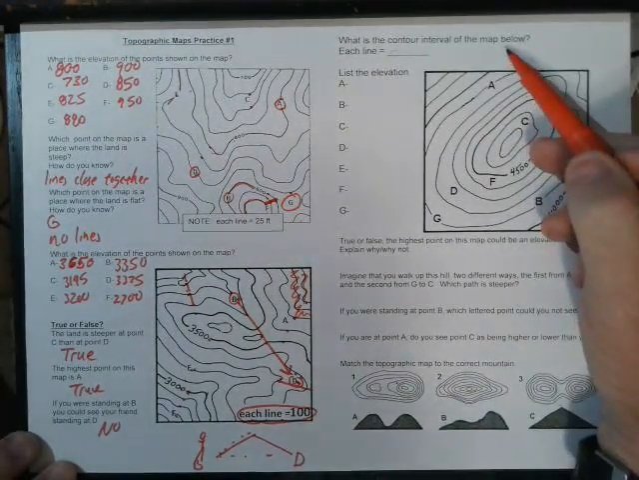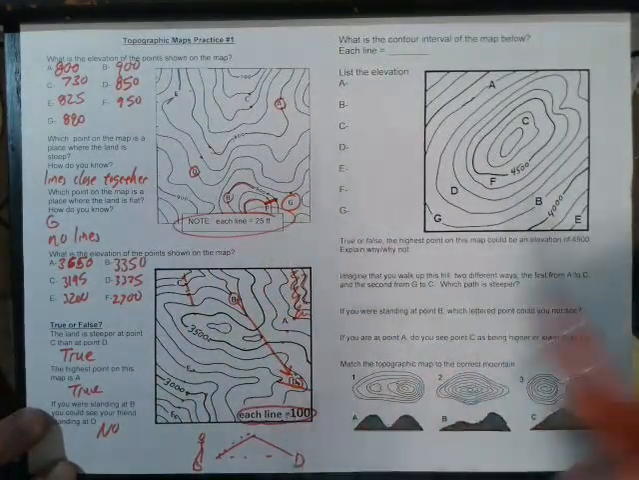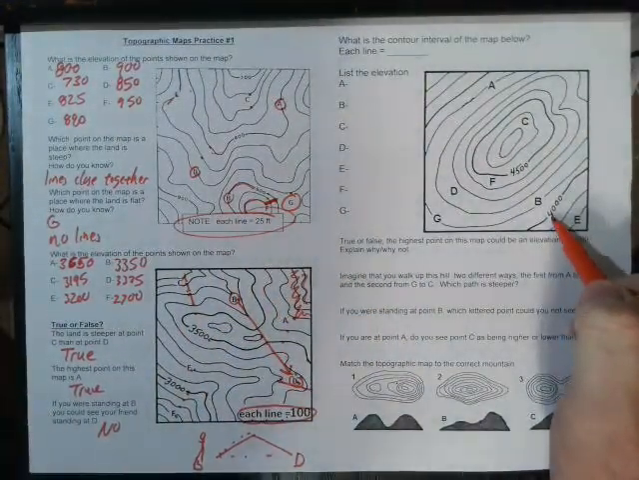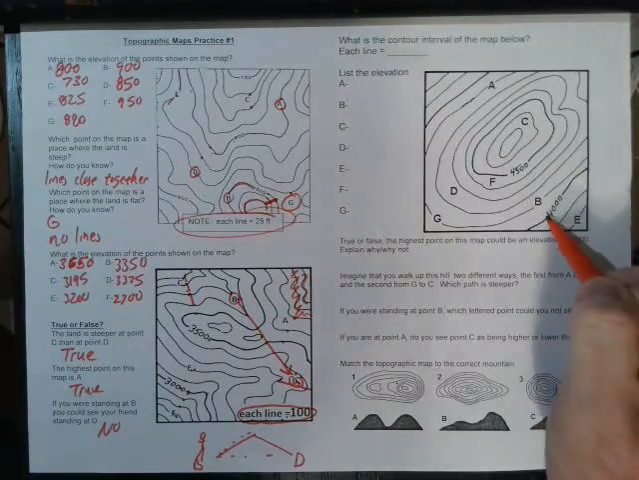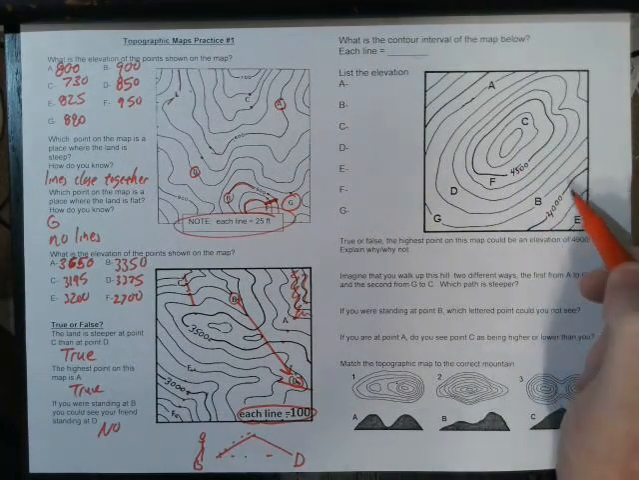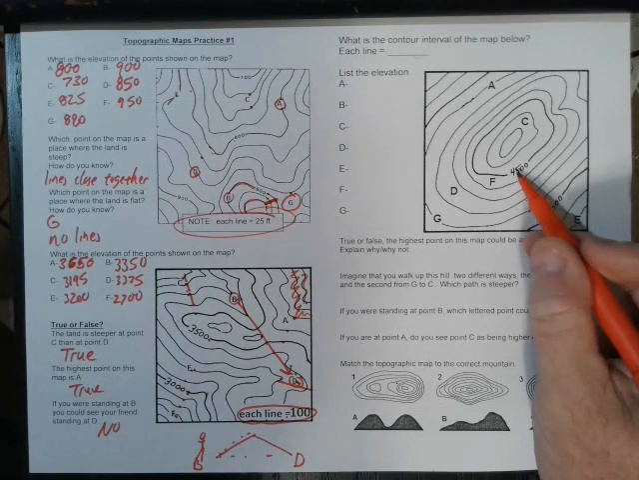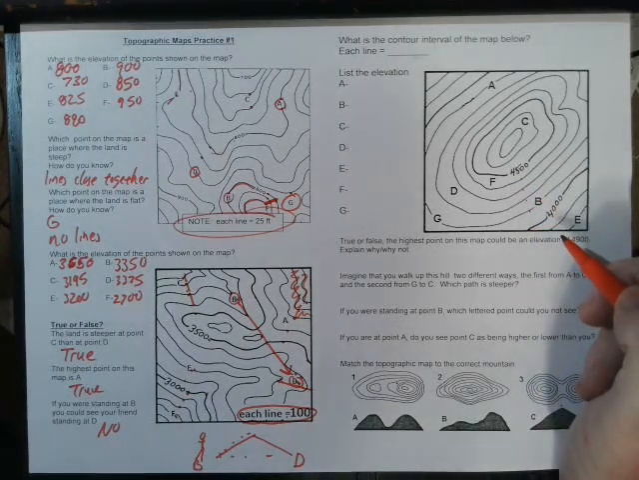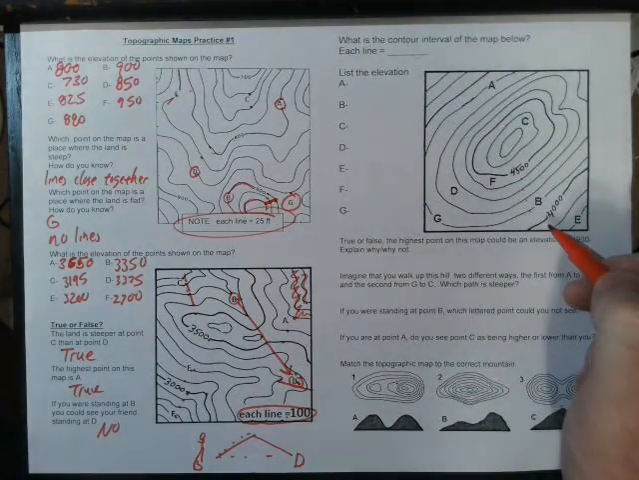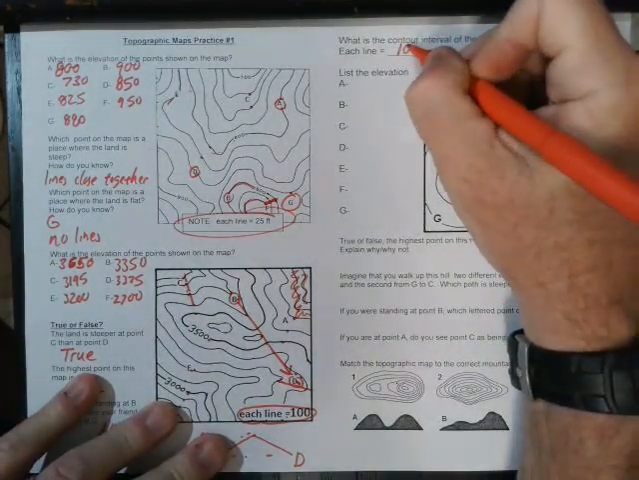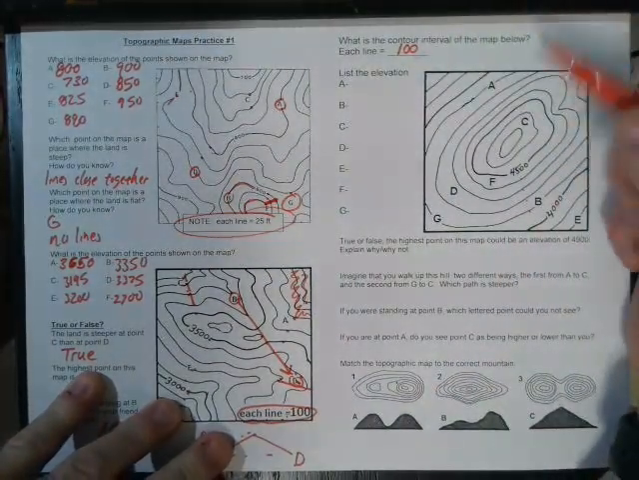Now the contour interval of this map here. This time I didn't give it to you like I did here and here. We got to figure it out. So I've got some numbers, 4,000 and 4,500. So I got a change of 500 between the index contours. Well, it goes up 1, 2, 3, 4, 5 steps up. There are 5 lines that equals 500 feet up. So that means each line must be 100.